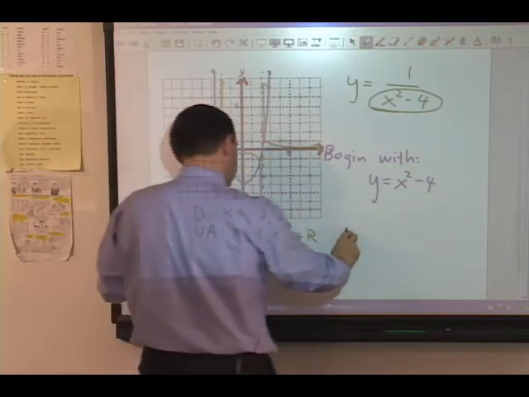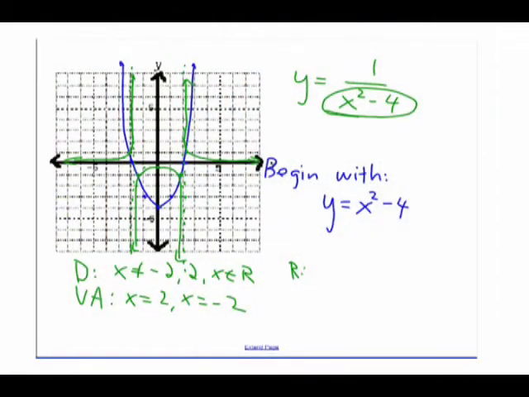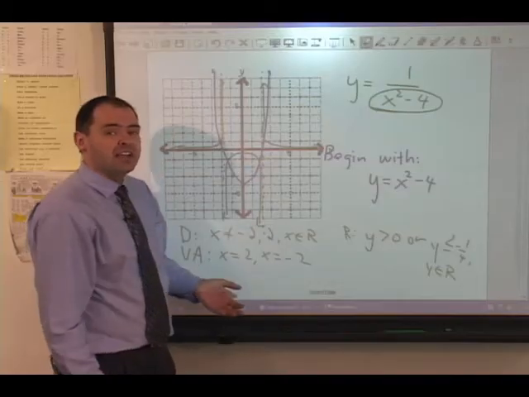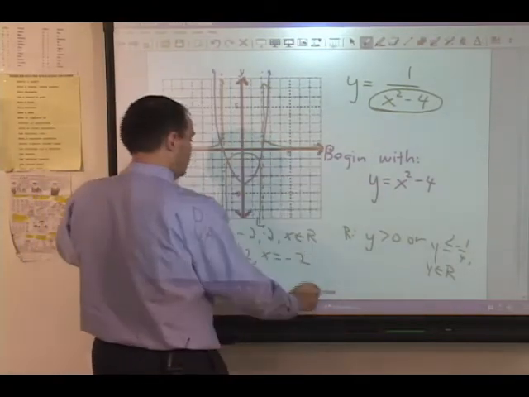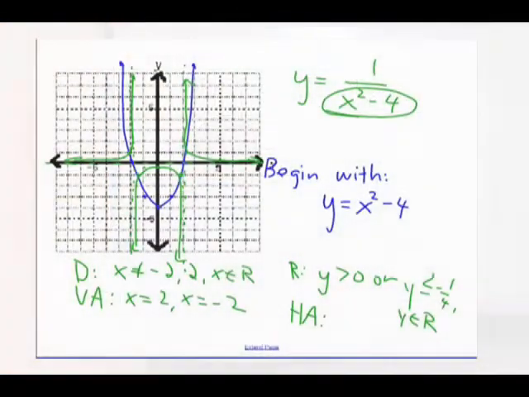So we're going to have to write our range as y being greater than 0, as well as less than negative a quarter. We know that it's negative a quarter because that came from the reciprocal of negative 4. Negative a quarter and below. So y is less than or equal to negative 1 quarter, where y is a real number. All right? And our horizontal asymptote, we can see, was this line, the x-axis. So the horizontal asymptote is at y equals 0.